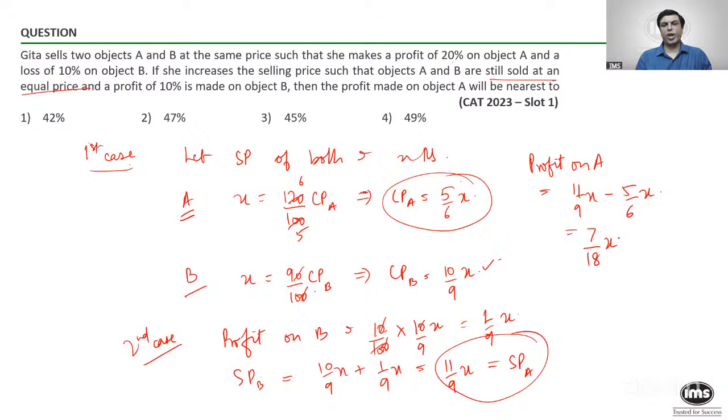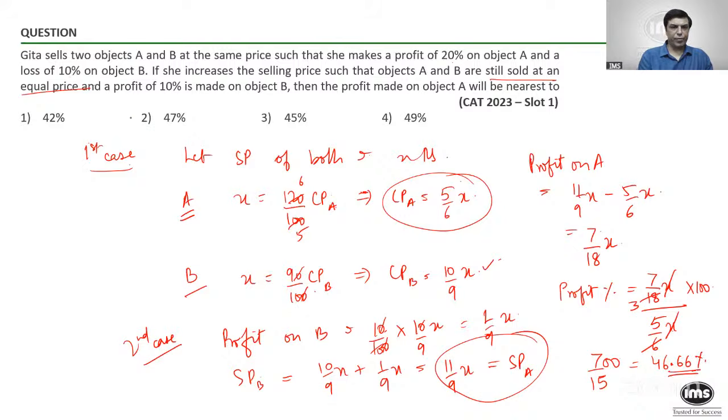And what we need to find is the profit percentage. What is profit percentage? Profit upon cost price into 100. Okay. This is going to get cancelled. This is going to get cancelled. So we get 7 by 15. 700 by 15. 15 into 4 is 60. 15 into 6 is 90. 46.66%. Approximately, okay, 47%. 47% is the answer.